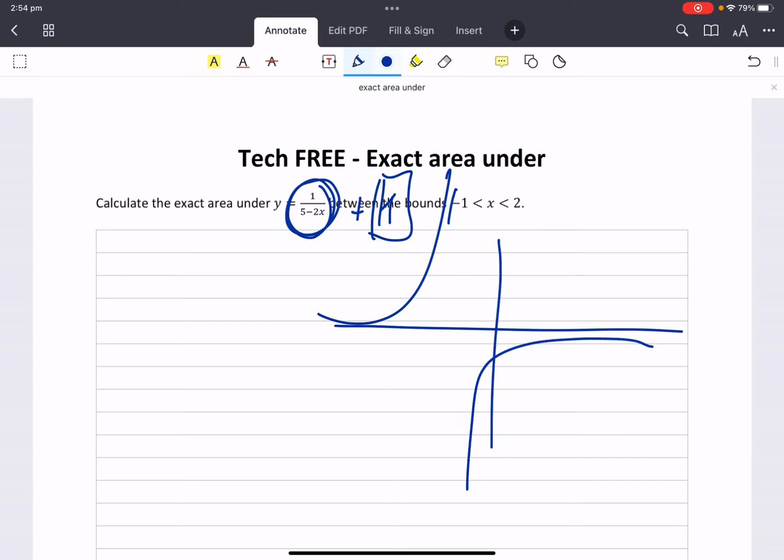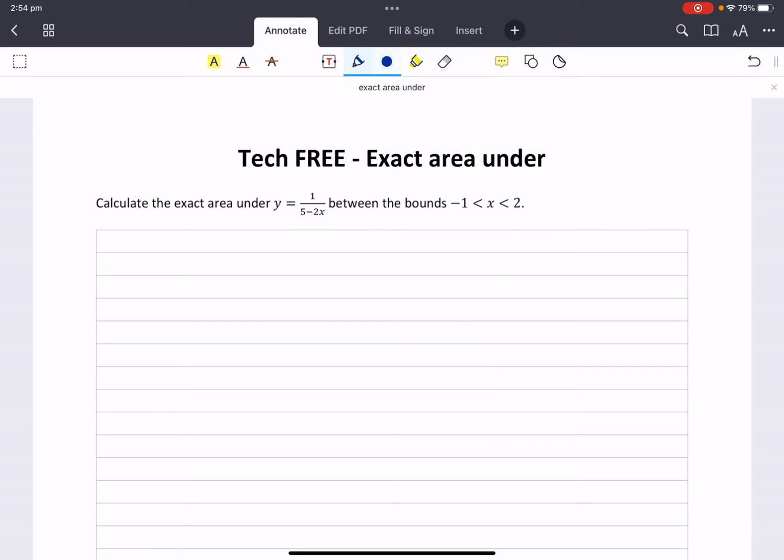Not really sure I care whether the area is positive or negative, because if I get a negative answer, I'm just going to delete the negative off, because its area can't be negative. But the big thing is we don't have to find an x-axis intercept because there isn't one. And that being said, we just need to integrate. There's no x-axis intercepts. 1 on 5 minus 2x.